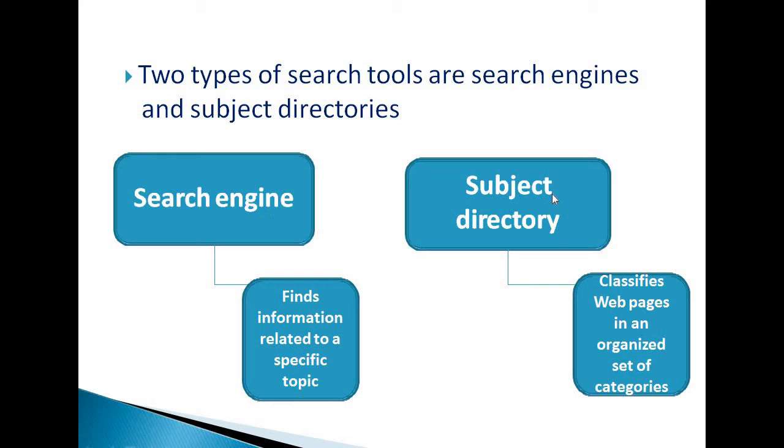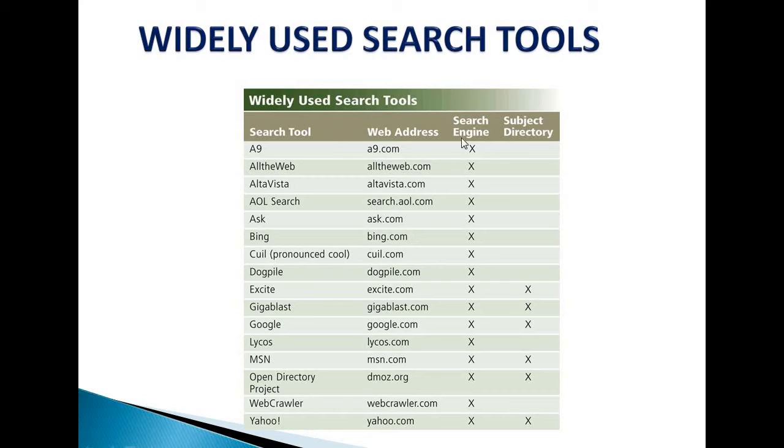So here is a search engine and a subject directory. A search engine finds information related to a specific topic, whereas a subject directory classifies web pages in an organized set of categories. So here you can see widely searched tools. Here are the names of the search tools and their web addresses. They are not search engines. Here are some search tools that have a subject directory and some that do not. So here is a little bit of a list about the search tools.